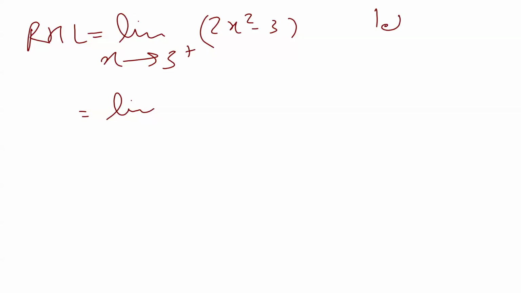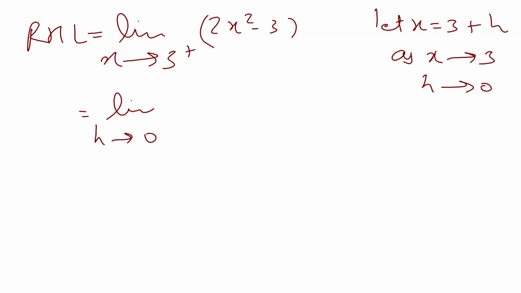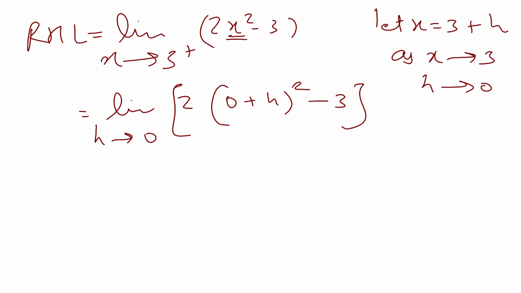Now let x is equal to 3 plus h. We are increasing the value of 3 by a small value, that is h. As x approaches 3, h will approach 0. So wherever there is x, put 3 plus h. So 2 into 3 plus h the whole square, minus 1.